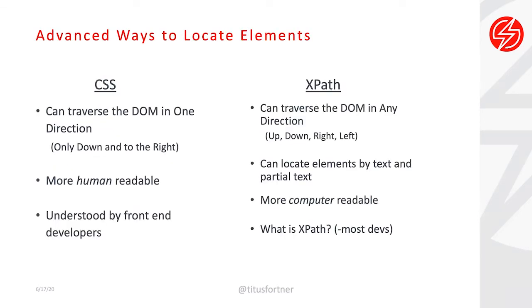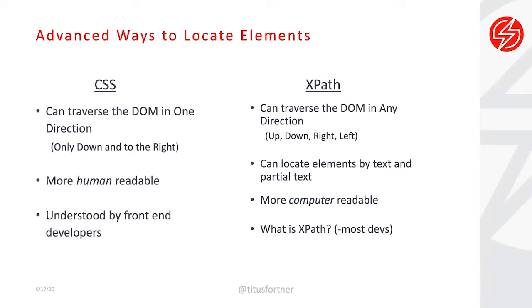All right, advanced element location, CSS or XPath. There are only 2 things that XPath can do that CSS can't. The first is that XPath can traverse the DOM in any direction. That means you can locate an element. So as part of a locator, you can say start at this element down here and then work your way up 2 levels and then 1 to the left, and then that's the element we actually want. With CSS, you can only nest things down and then subsequent siblings.